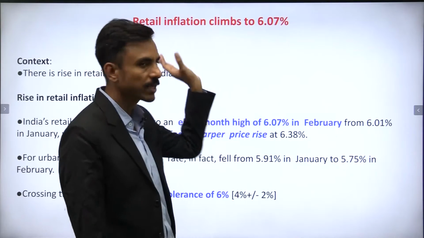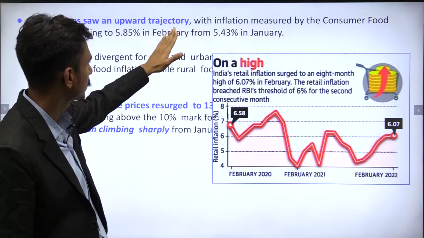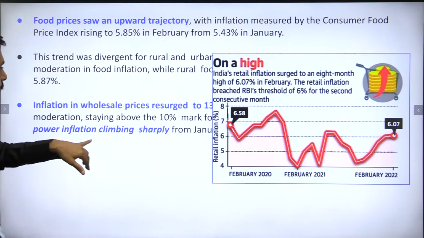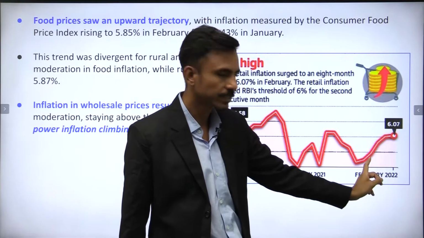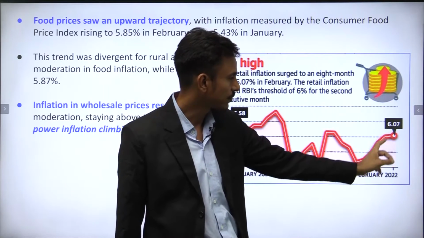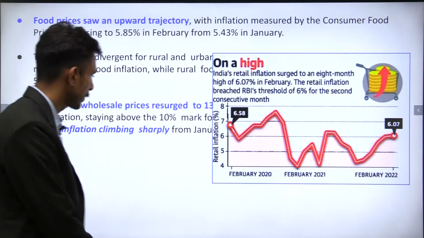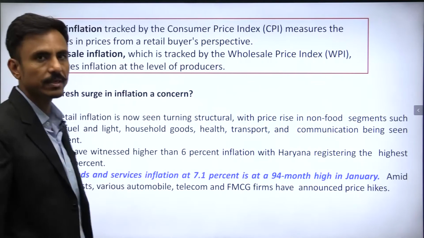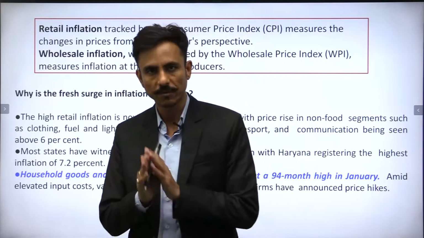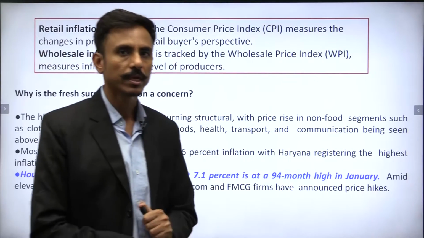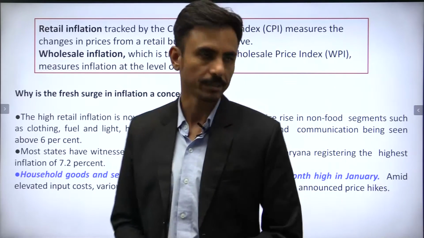So retail inflation is something which is calculated at the retail level, and food prices are seeing an upward trajectory, especially in the rural areas. As you can see, last month, on 15th February, it was 6.01%, and in March 2022 it is 6.07%. So today, guys, retail inflation is the indicator which is used to measure inflation in India. Definitely what we use is retail inflation, urban and rural combined.